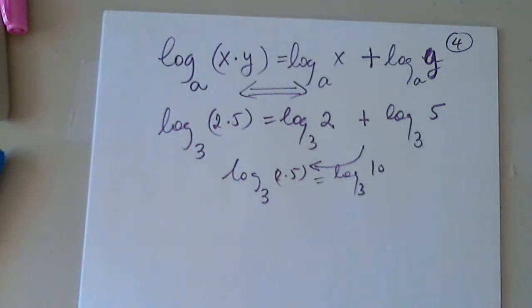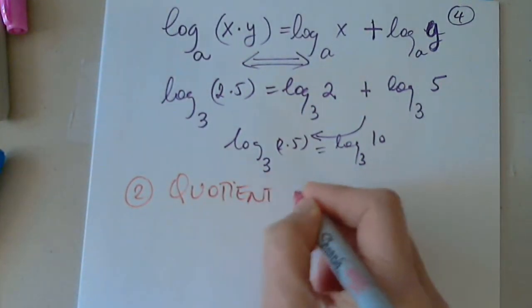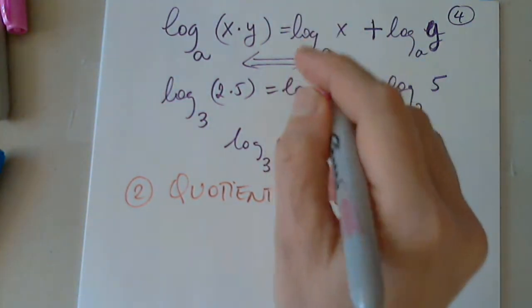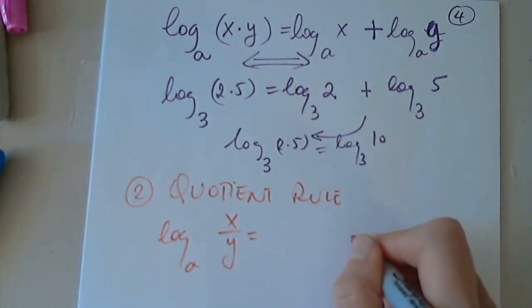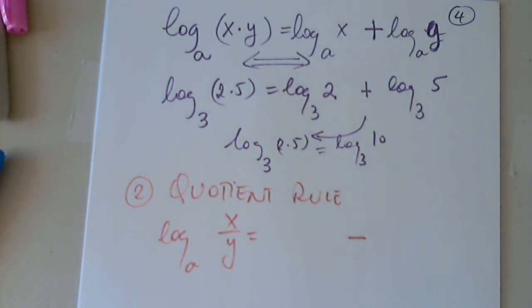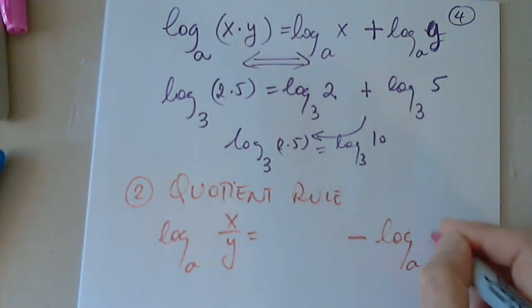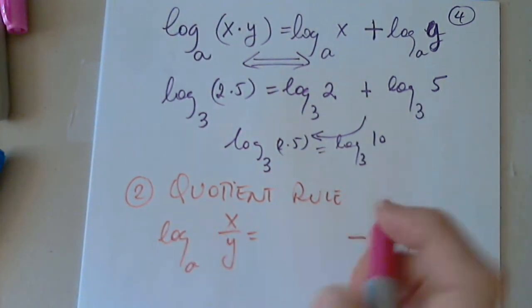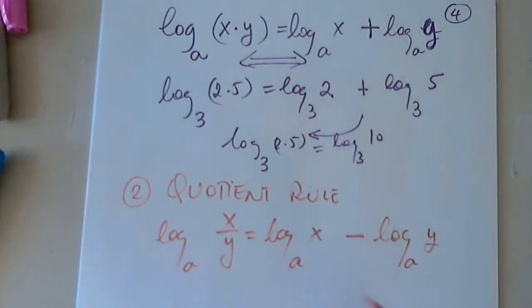Rule number 2 is the quotient rule. Identical with this, but it's a ratio. And the difference is that it's going to be a difference, not a sum. This one is in the denominator. It will have a minus in front. This one is in the numerator. It will have a plus in front, which we don't have to write. Log base a of x.